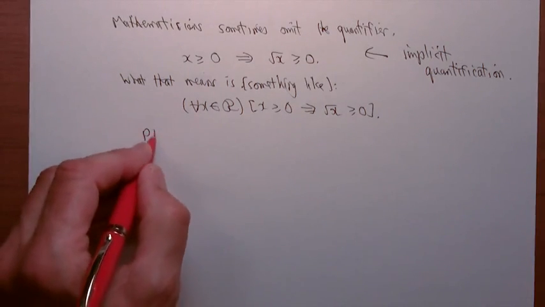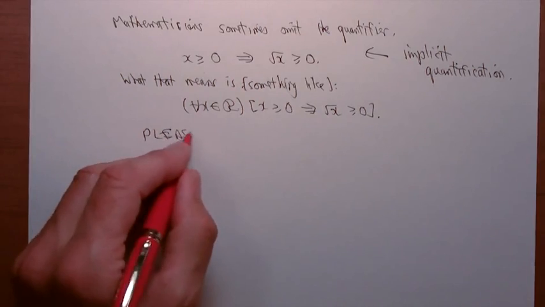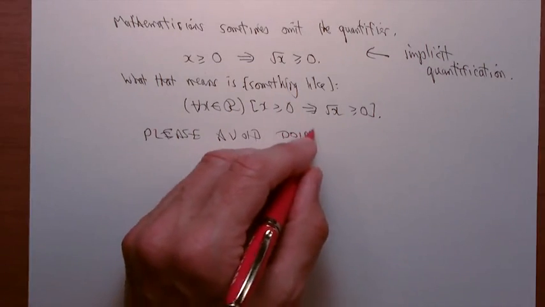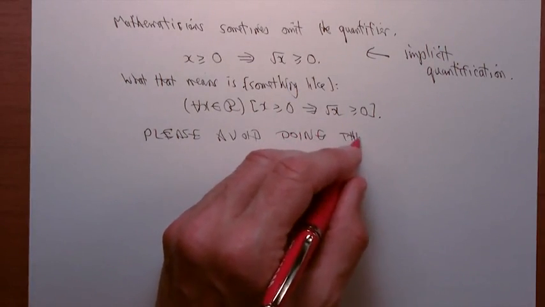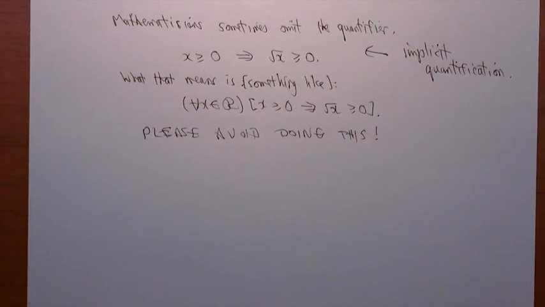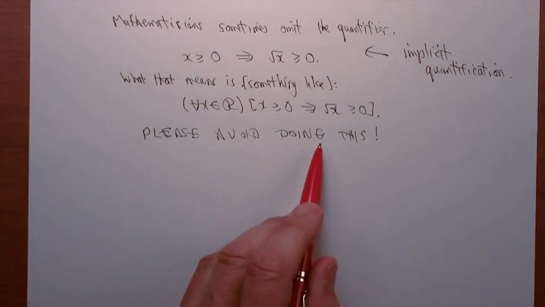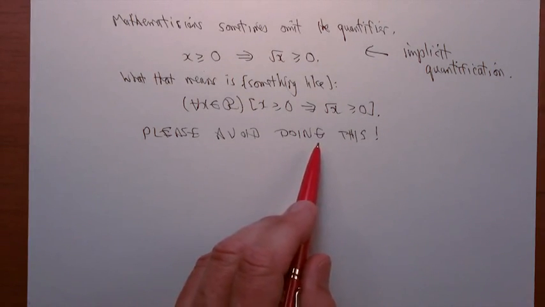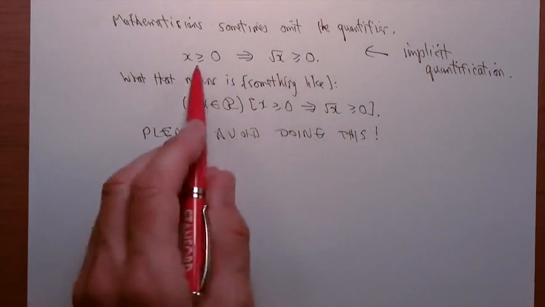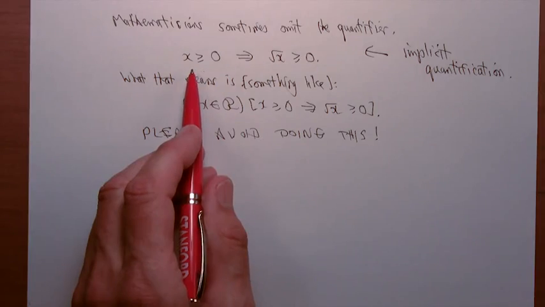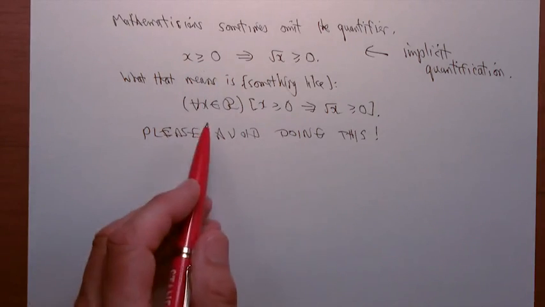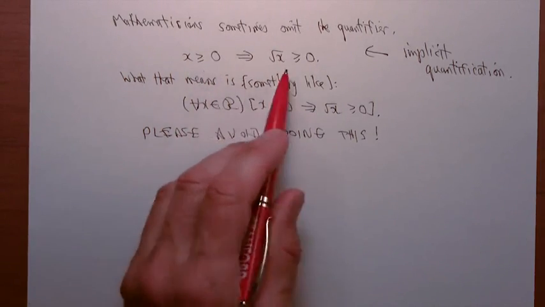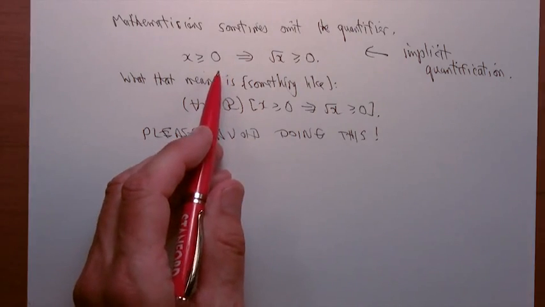But please avoid doing this. I realize by saying this that I'm saying do as I say, not as I do, because like all professional mathematicians, I do write things this way all the time. But while you're still learning about these ideas, it's best to avoid doing it, because if you don't use this in the right kind of context, all kinds of difficulties can arise.